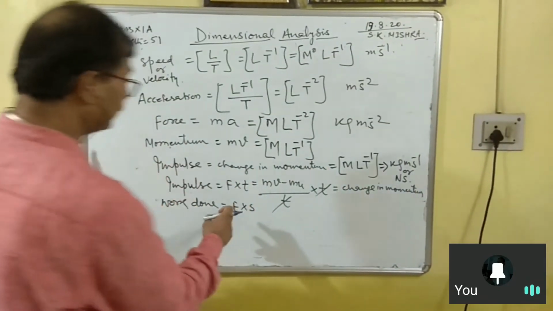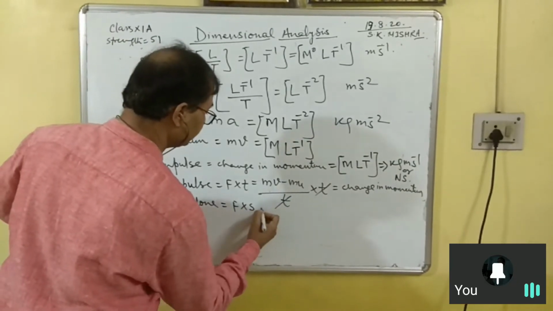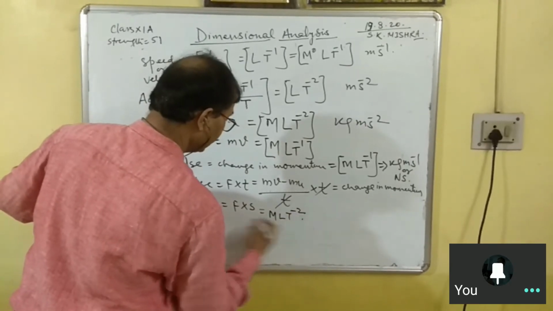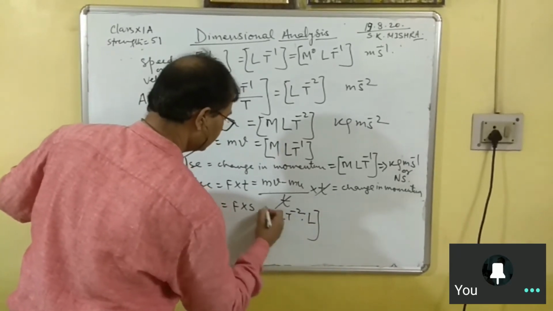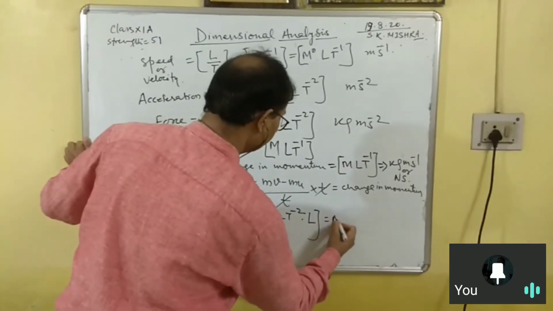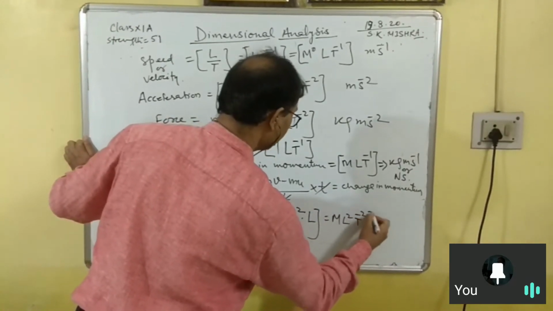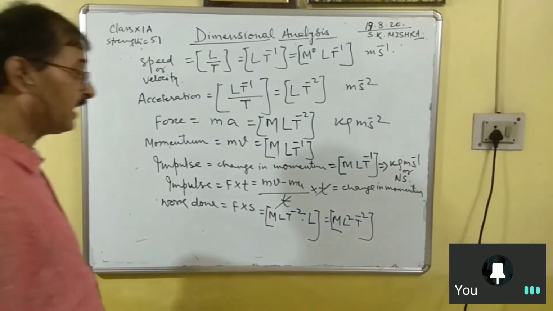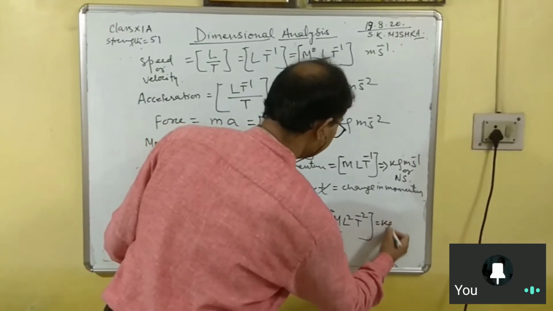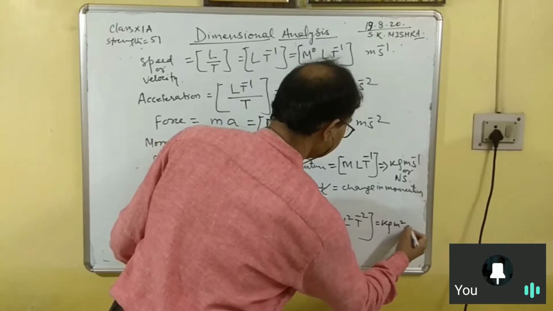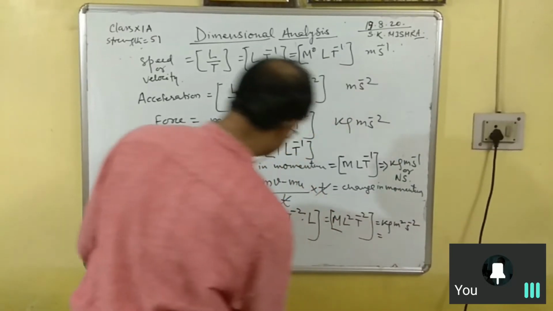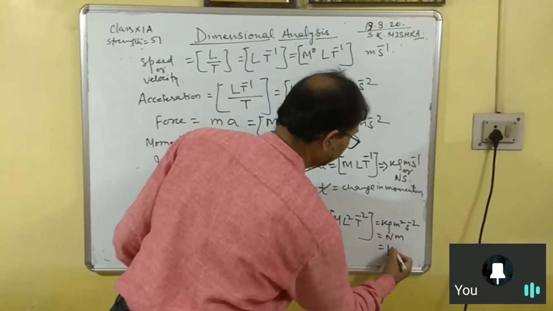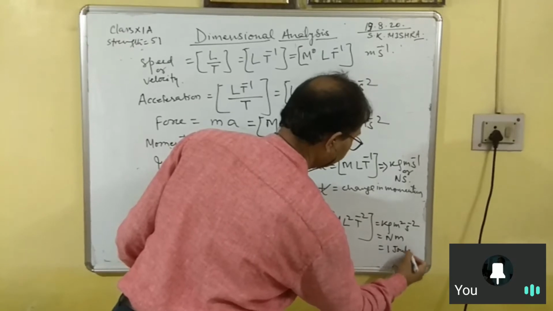So work done is force into displacement. The dimension of force we have already written as M L T minus 2, multiplied by the displacement s, which means length. So you get M L square T minus 2. What should be the unit of work done? The unit is kg meter square per second square, which is equivalent to Newton meter, and Newton meter is nothing but joule. This is 1 joule.